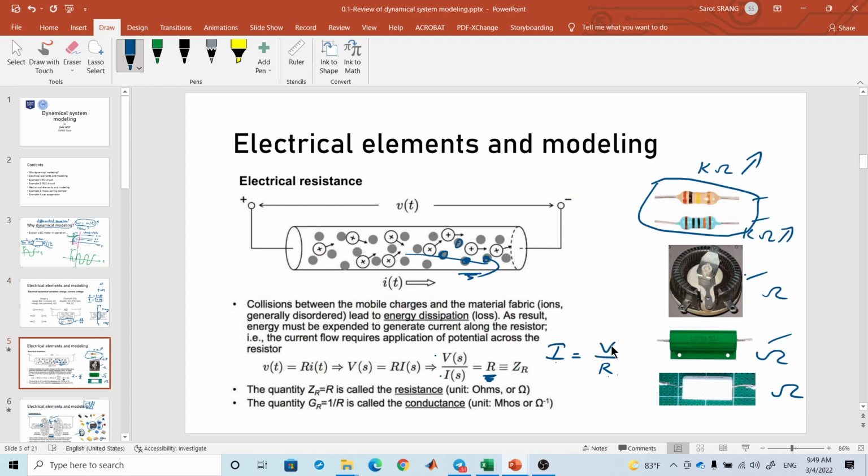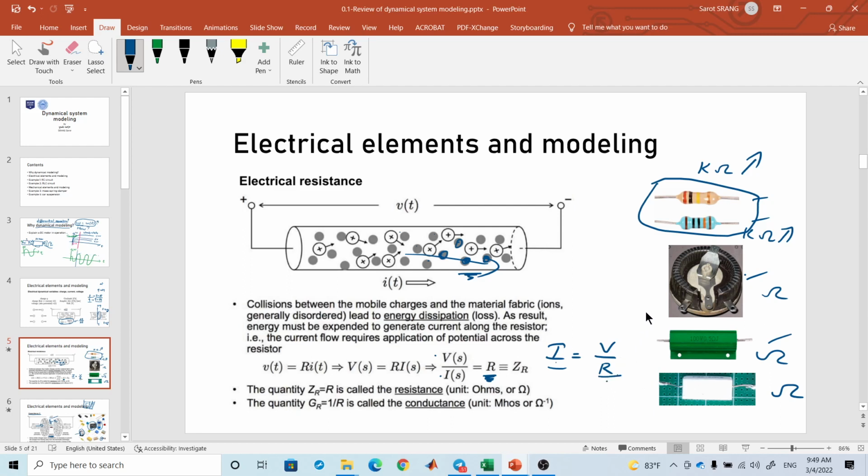For the property of resistance, it means something, some obstacle, that does not want the current to flow easily. So this gray dot represents resistance. If there are more of these gray dots, it means the current cannot flow easily. That's why the current is inversely proportional to resistance.